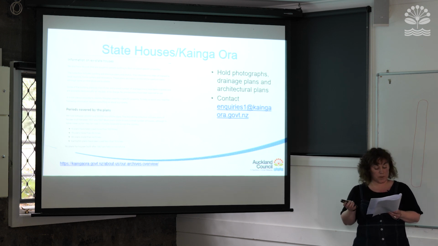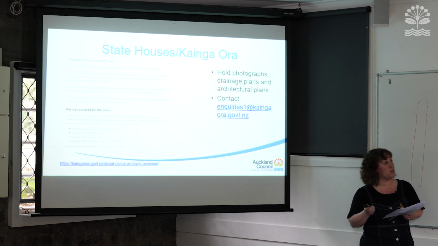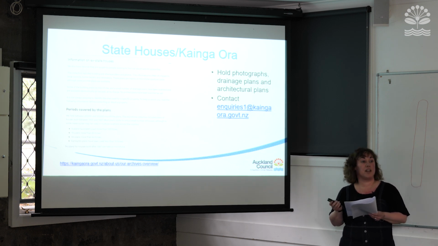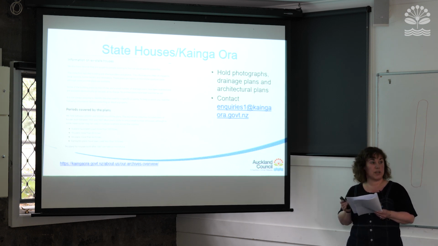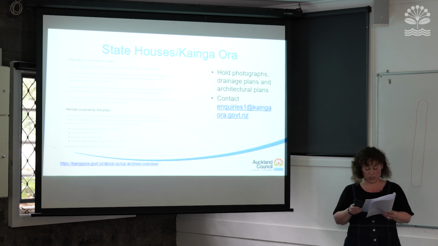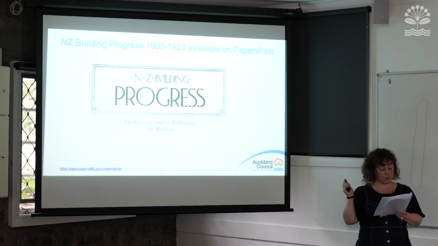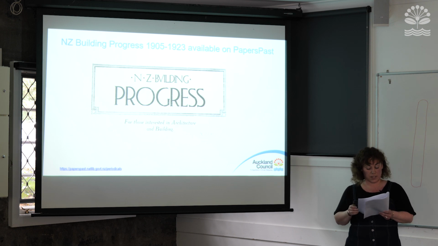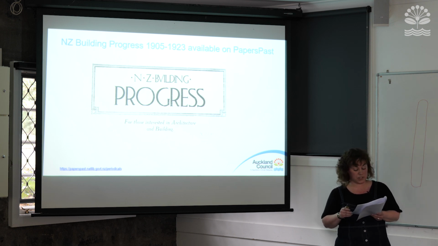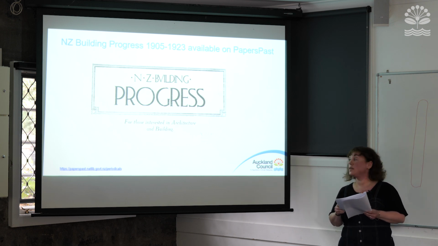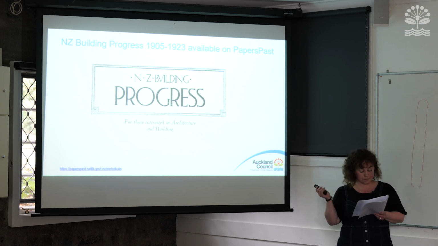And we talked a little bit about Papers Past and what a valuable tool that is for people doing any kinds of historical research. You can just plug your name, your person's name or your street address in, and you never know what you'll find. And you can also use things like trade journals, which are available on Papers Past. This is the New Zealand Building Progress, and they have 1905 to 1923 available online.